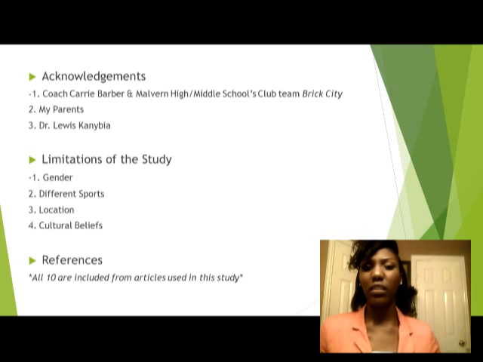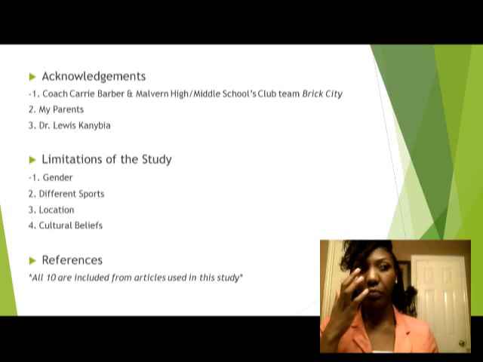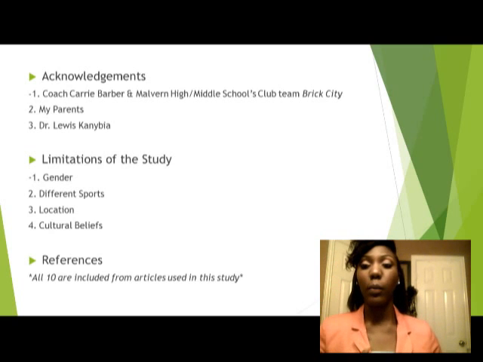Just to switch gears for a little bit, this semester was hard enough in itself, and I have three main people or teams to acknowledge. Those are Coach Carrie Barber and the Malvern High School and Middle School club team ladies that participated in Brick City on that team. My parents, and of course Dr.